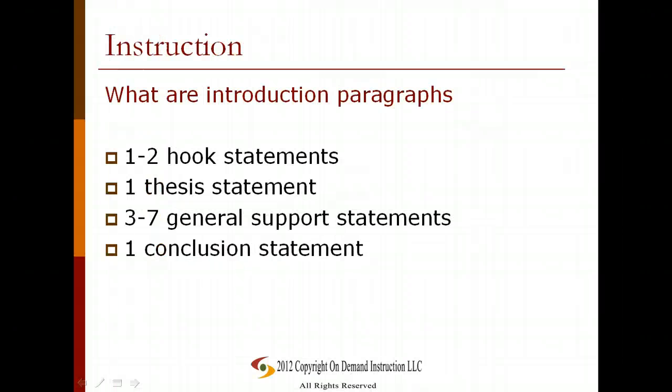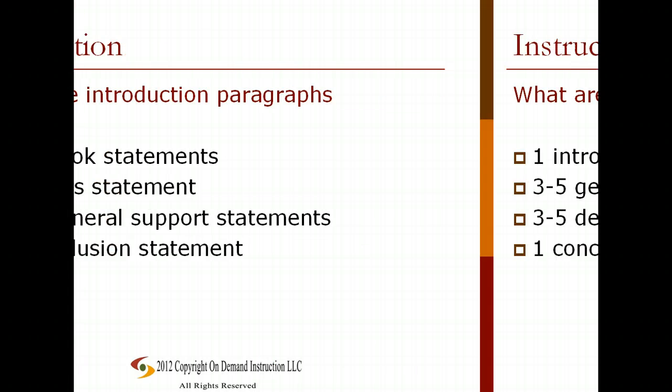All right, let's review really quickly what introduction paragraphs are and what goes into them. Introduction paragraphs are the first paragraph used in an essay, and they will include hook statements, a thesis statement, multiple general support statements, and a conclusion statement. The really important thing about the introduction paragraph is that it has a strong thesis, because that is the backbone of an entire essay.